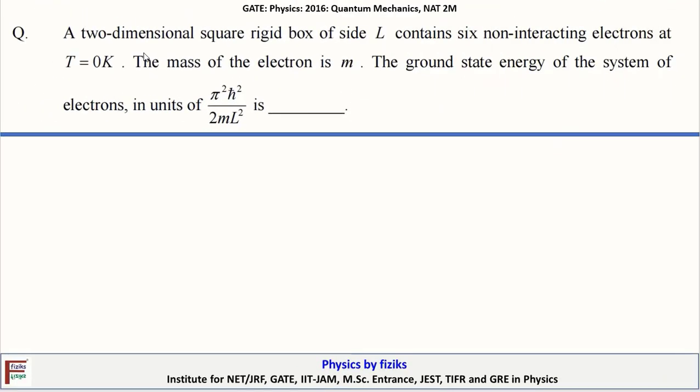A two-dimensional square rigid box of side L contains 6 non-interacting electrons at T equal to 0 K. The mass of the electron is m. The ground state energy of the system of electrons in units of π²ħ²/(2mL²) is. Solution.